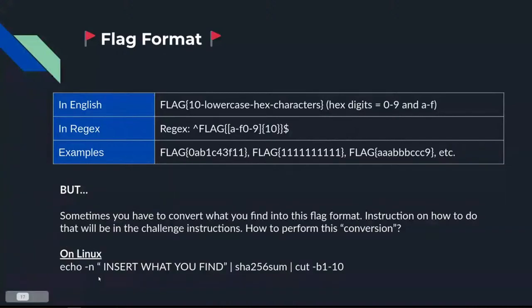So you do echo dash n, insert what you find. Here you would just insert whatever thing that you're looking for. You would get the SHA-256 sum, which is just a hash function, and then you would take the first 10 bytes out of that. So let me just do a very, very quick demo.